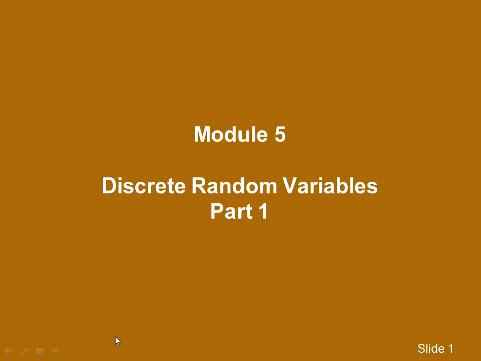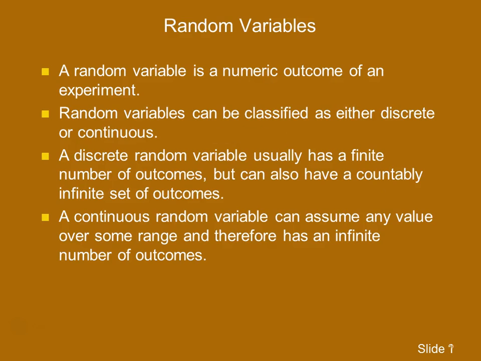Hello, it's time to move to Module 5, which deals with discrete random variables. In this first part, we're just going to look at a little bit about types of random variables and what a random variable is. A random variable is basically a numeric outcome of an experiment. It's a process by which we put numbers on the outcomes of an experiment.